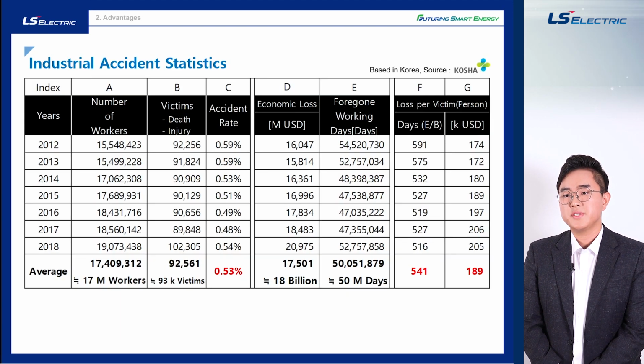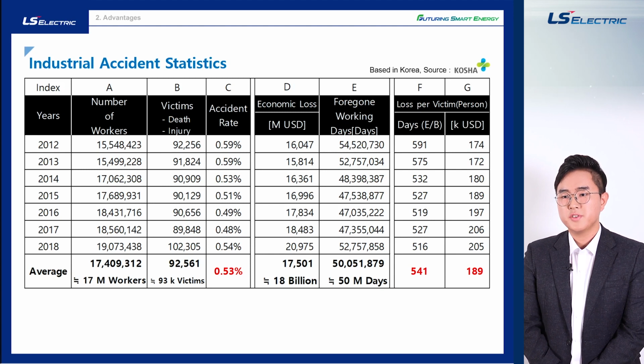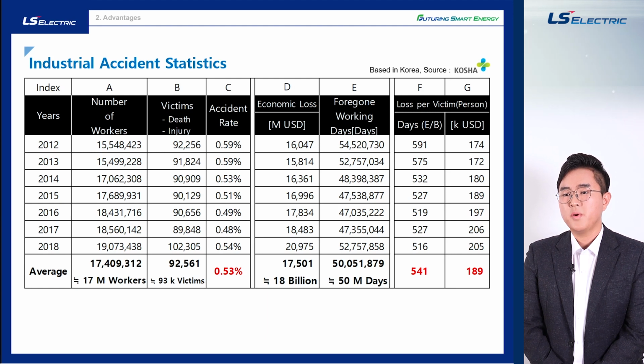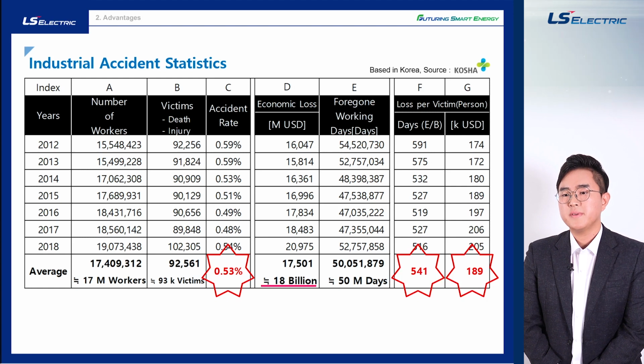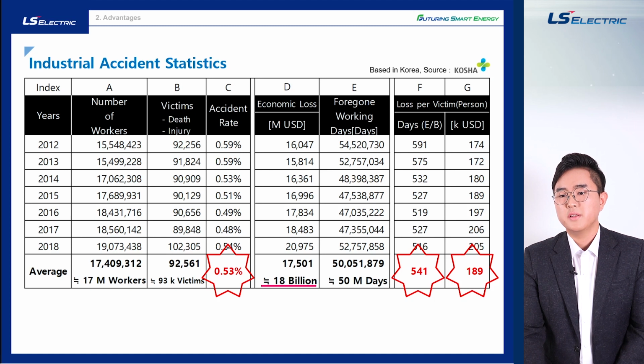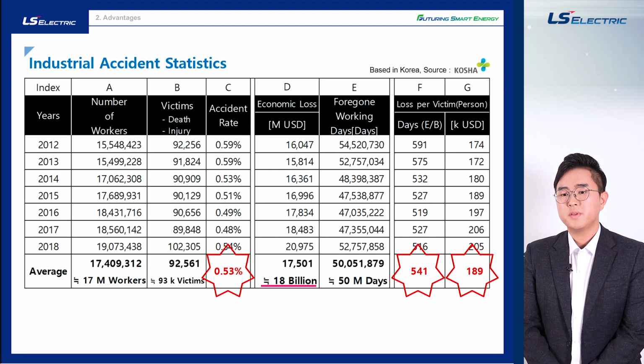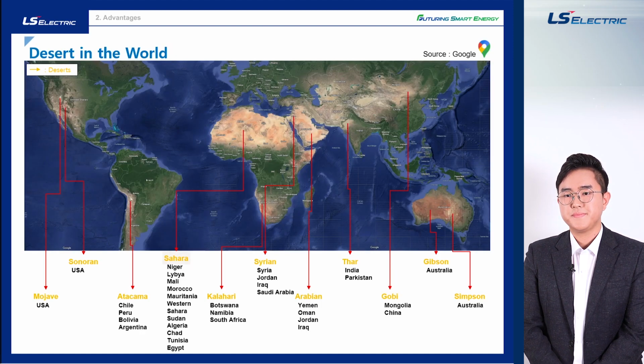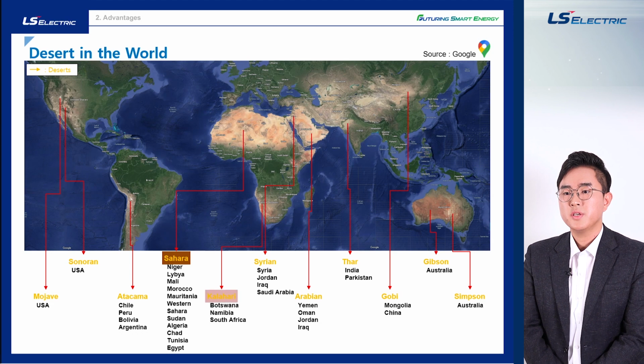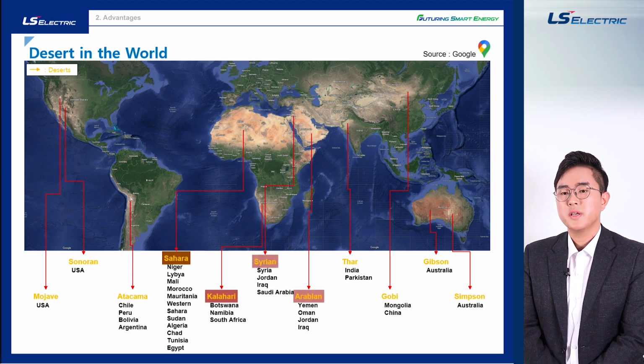This figure shows safety accident in Korea. Major companies and constructors have established strict safety controls. Nevertheless, an average of 0.53% of accident happens each year, as shown in the table. In the case of economic aspects from industrial accidents, the economic loss amounts to $18 billion each year and result in a scheduling loss about $540 each year, and economic loss about $190,000 per injured person.